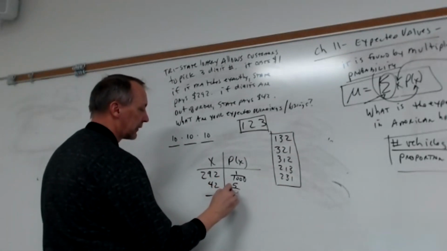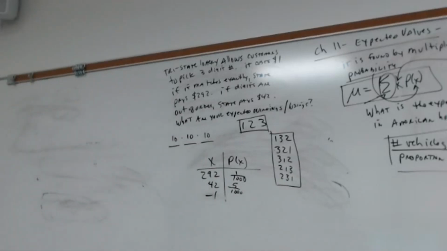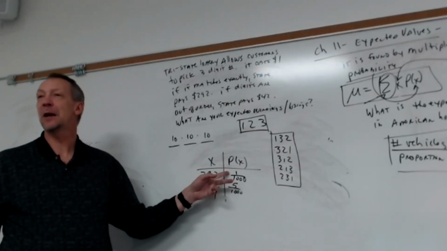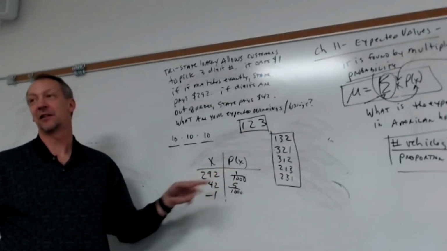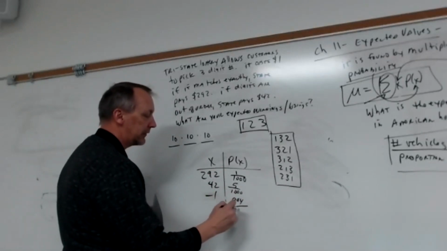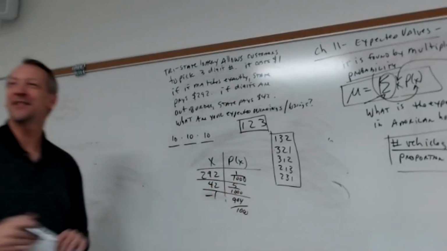Are there any other ways to win? So we've got 5 here, we've got 1 here. So there's 6 ways to win. How many ways are there to lose? 994 out of 1,000. They never tell you that, do they?